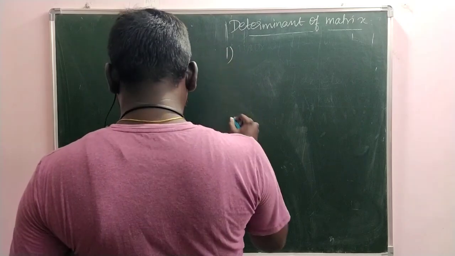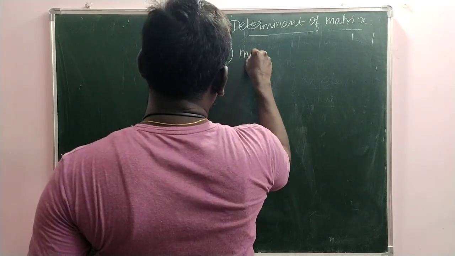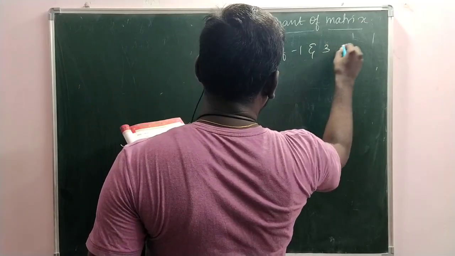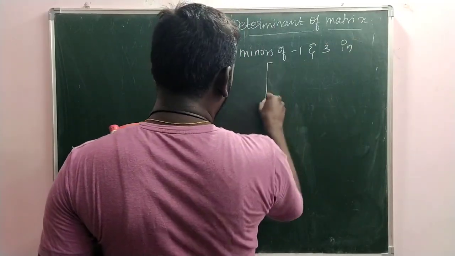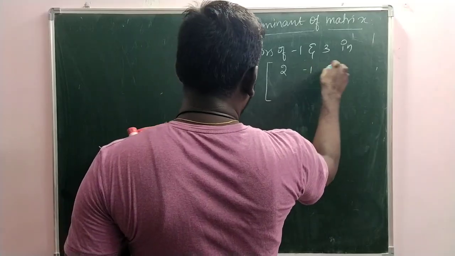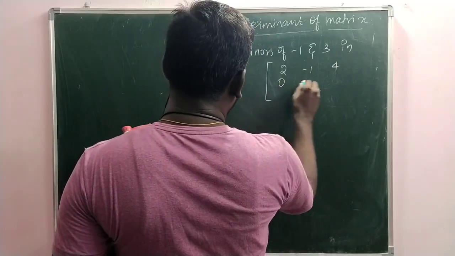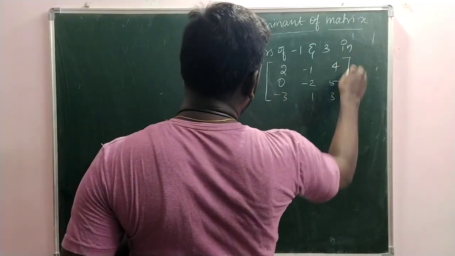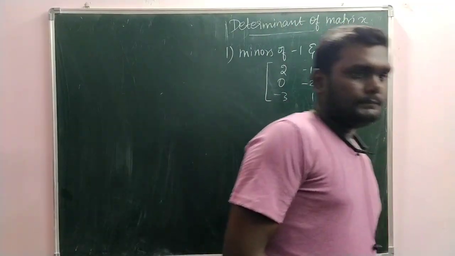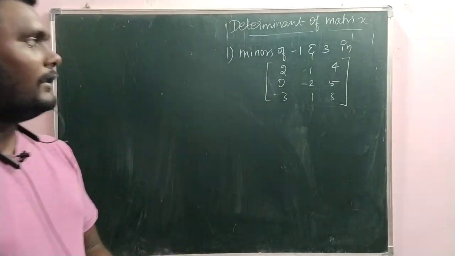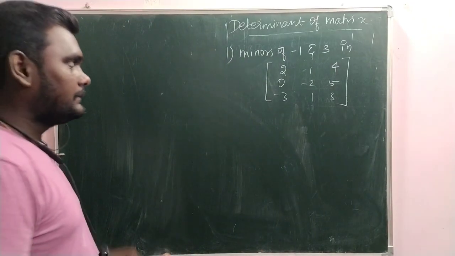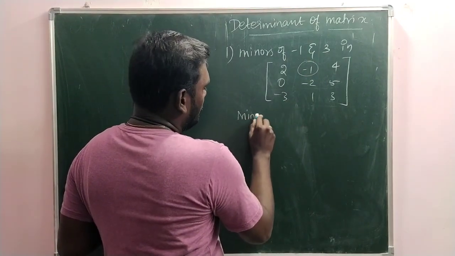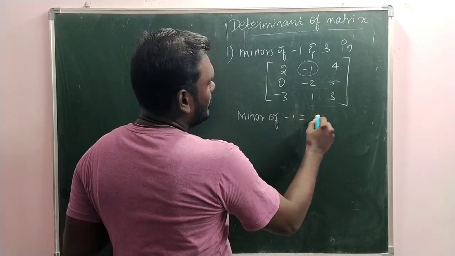So, this exercise 2.4, first question. Find the minors of -1 and 3 in the matrix given: 2, -1, 4; 0, -2, 5; -3, 1, 3. So, we should find minors. Minor of -1. Where is -1 you see in the matrix? This place.